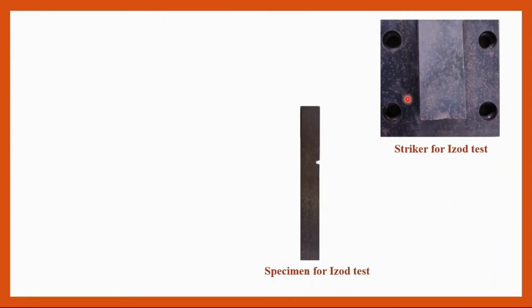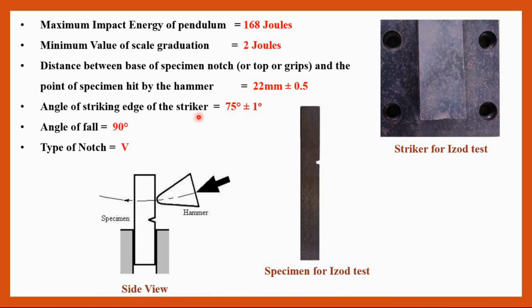The striker edge will be like this. The striker edge is flat and we have an angle over here, and the specimen has the V notch. The details are given like this. The maximum impact energy of the pendulum is 168 joules. The minimum value of the scale graduation, the least count of the scale, is 2 joules. The distance between the base of the specimen notch or top of the grips and the point of the specimen hit by the hammer is 22 mm.